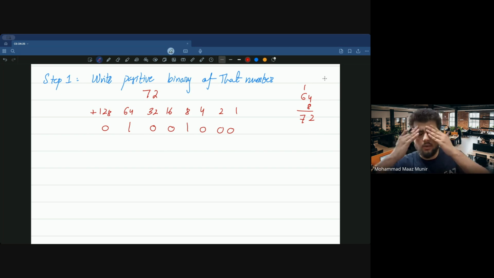Sometimes our mind is like, oh, it's this, but you make a minor mistake and then you lose all your marks. So we don't have to take risks. Important factor. Now, step number 2.